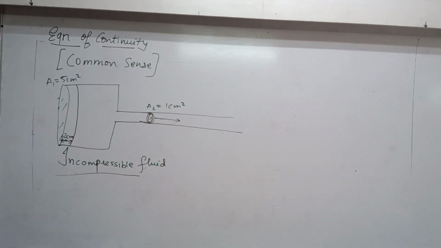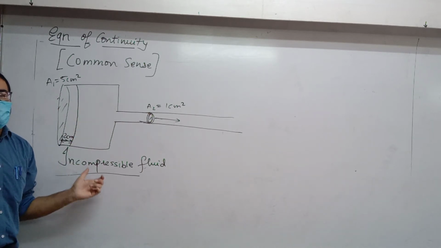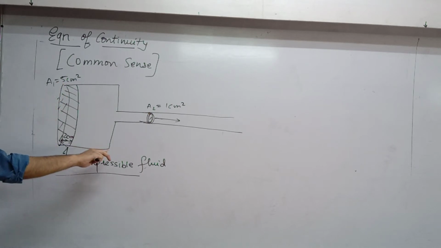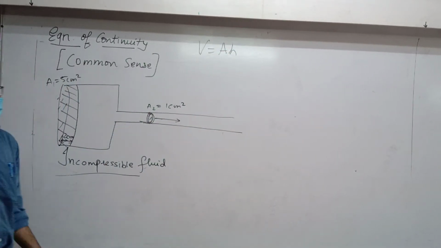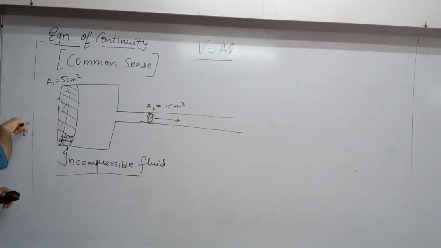Not 2 centimeters. The reason is, if it's an incompressible fluid, the volume should remain constant. If this moves 2 centimeters forward, the fluid will have to give up this much volume. Area 5 centimeters squared, distance 2 centimeters, so it gives up a volume of 10 cubic centimeters. Volume is always cross-sectional area times distance or length.